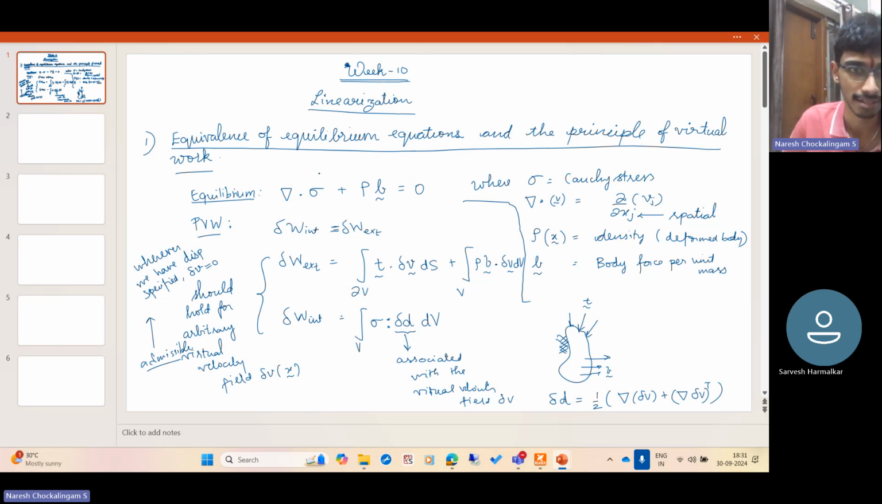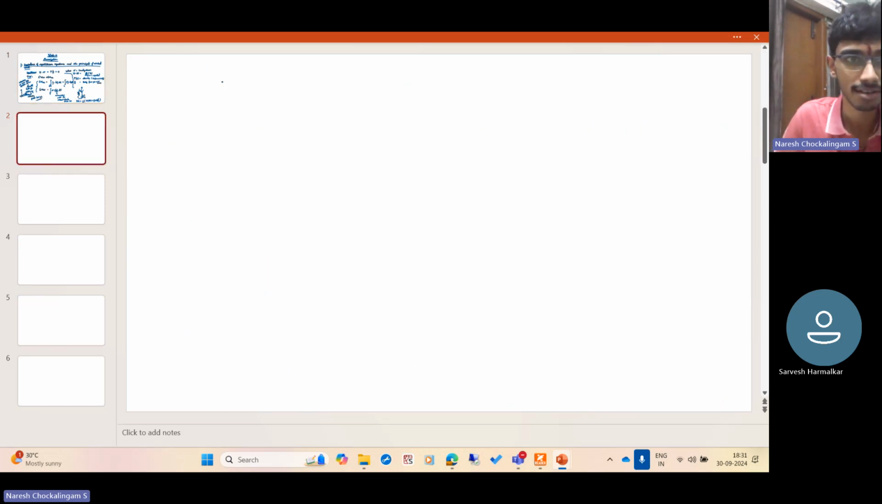The condition for static equilibrium at every point in the body is equivalent to saying that the external virtual work done by the tractions and the body forces on an admissible arbitrary virtual velocity field should be equal to the internal virtual work done by the Cauchy stresses on the virtual rate of deformation tensor associated with this field. And this should hold for all admissible virtual velocity fields del V. So how do we prove it? So the solution is as follows.